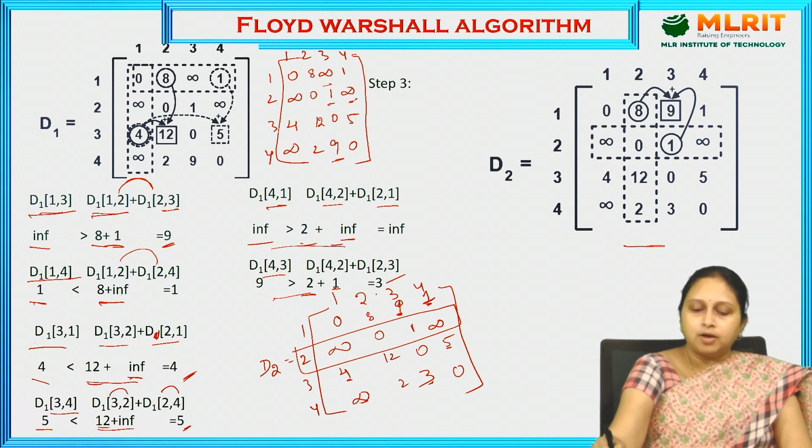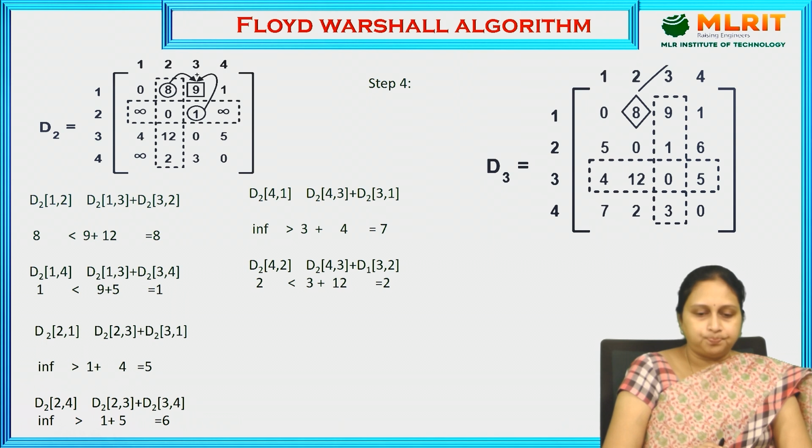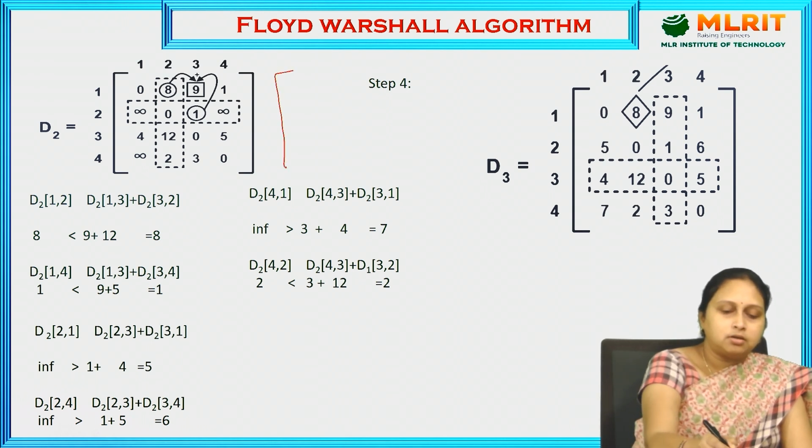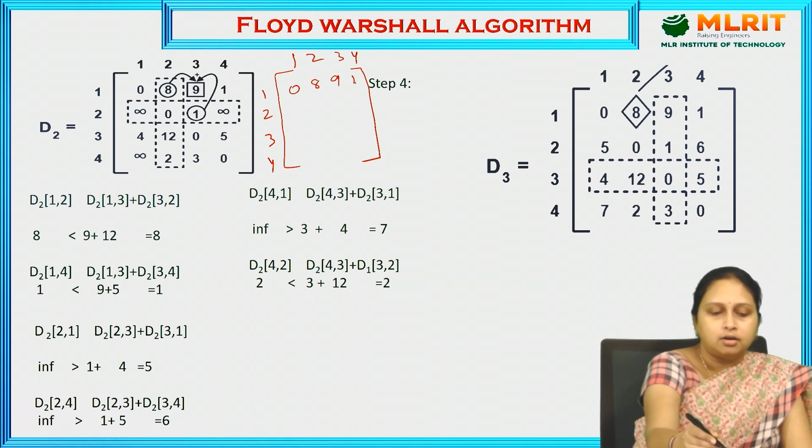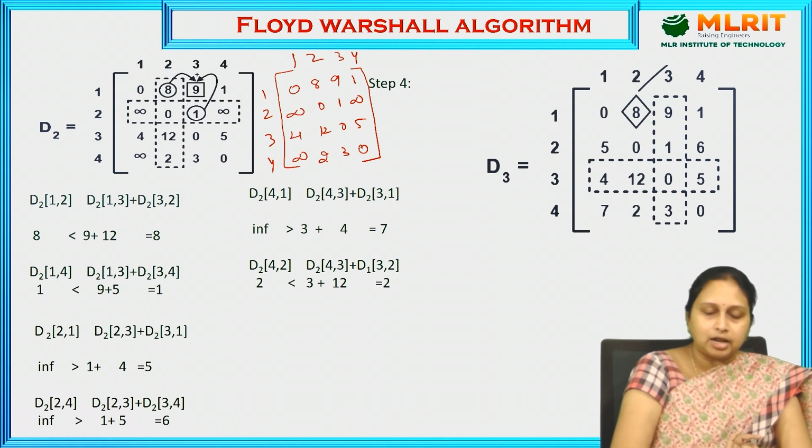After finding the D2 value, now we need to find the D3 value. Okay. Now, for this, what we need to do? We need to select the third row and third column vertices, and based on that, we need to find the remaining values. Now, from this, what is the adjacency matrix? We are going to get 1, 2, 3 and 4. 0, 8, 9, 1. This is infinity, 0, 1, infinity. 4, 12, 0, 5. Infinity, 2, 3, 0. This is the final graph that we have got.